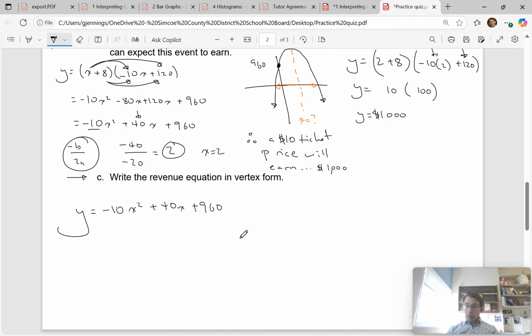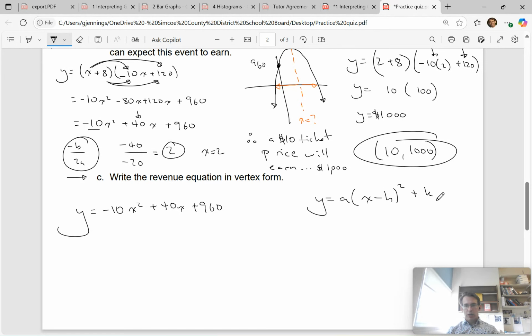And one way is to complete the square. Another way is we already know the vertex is (10, 1000), and this is our vertex. Vertex form is given by y equals a(x minus h) squared plus k. We know this 10 is h, and this 1000 is k. So we can just write this as y equals, a doesn't change, minus 10(x minus 10) squared plus 1000. This would be the most efficient way, I believe, to find that in vertex form.